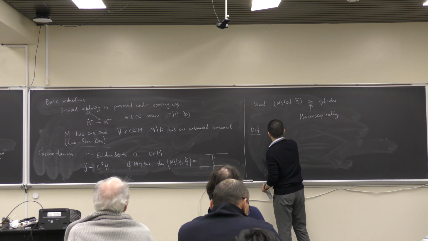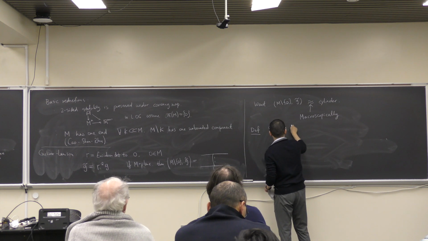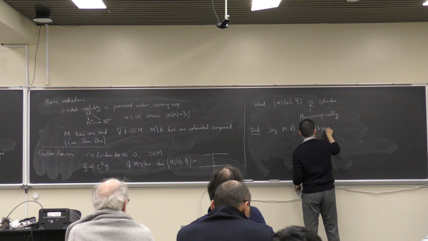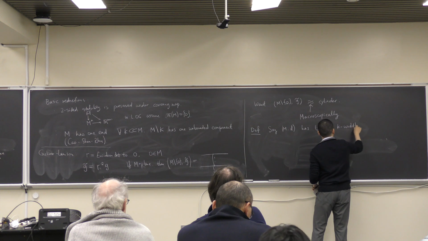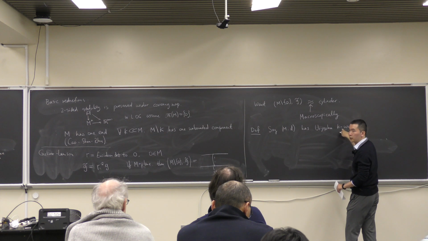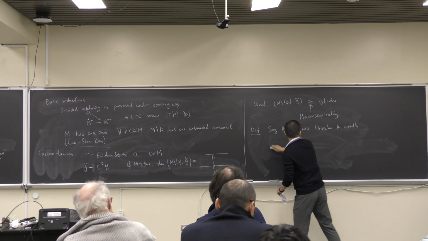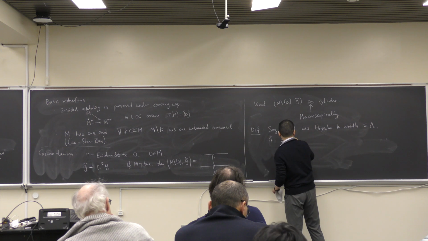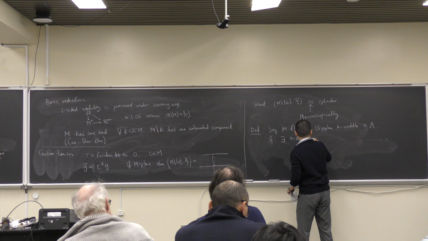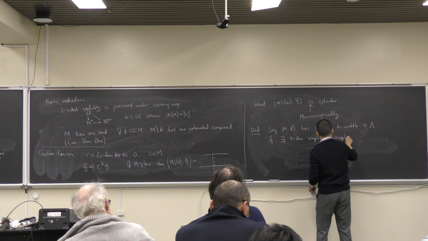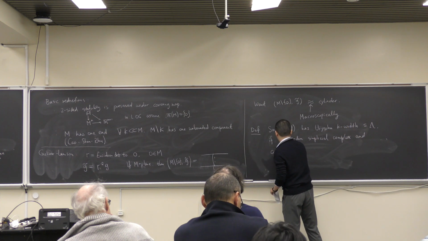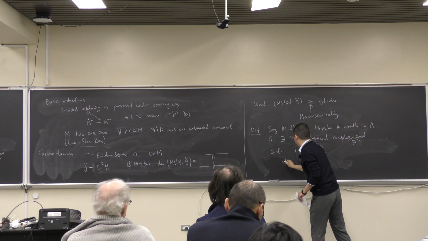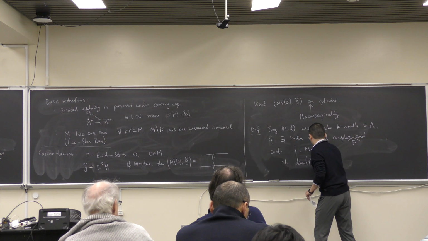So we say a metric space has Urysohn k-width bounded by lambda, where k is an integer, if there exists a continuous map F from M to a k-dimensional simplicial complex, let's call it P, such that the diameter of each pre-image is bounded by lambda.